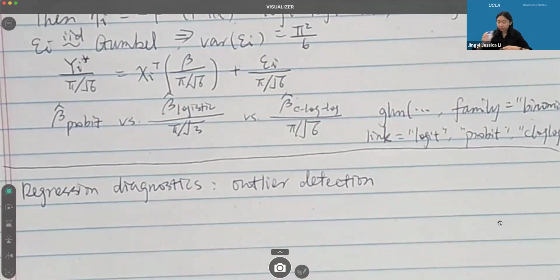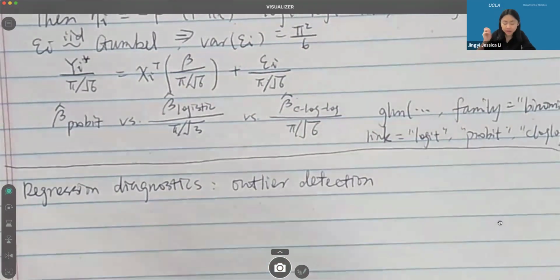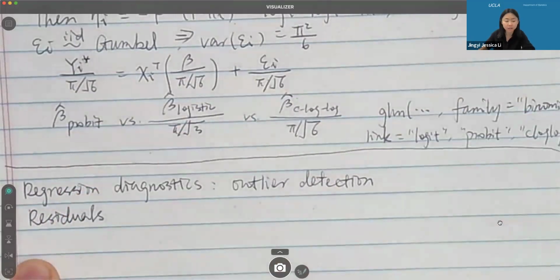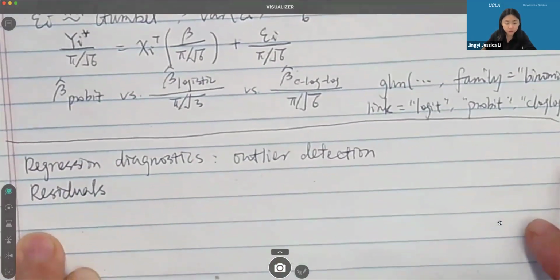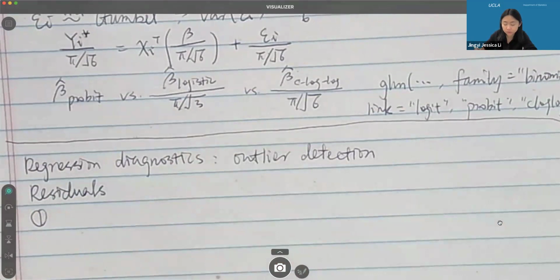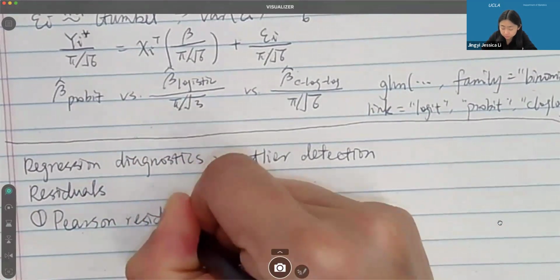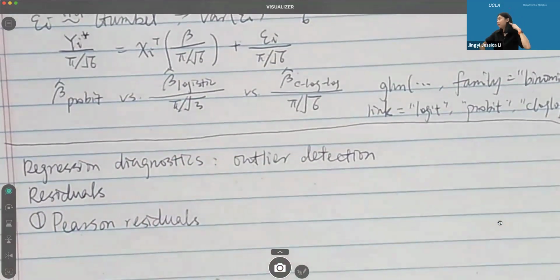For the linear model, we work on residuals. Here, we also have residuals defined for the generalized linear model. We talk about two types of residuals. The first one is called Poisson residuals. Unlike the linear model, where we just have one type of residual, yi minus yi hat, here yi is not linear or continuous, so we need some other transformation to justify why it is a residual.